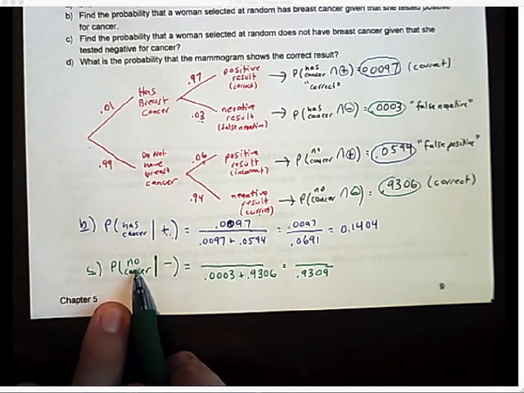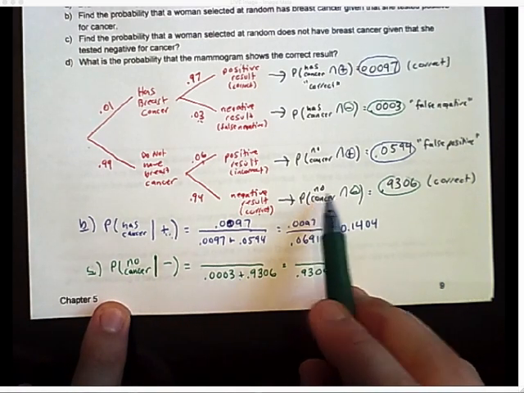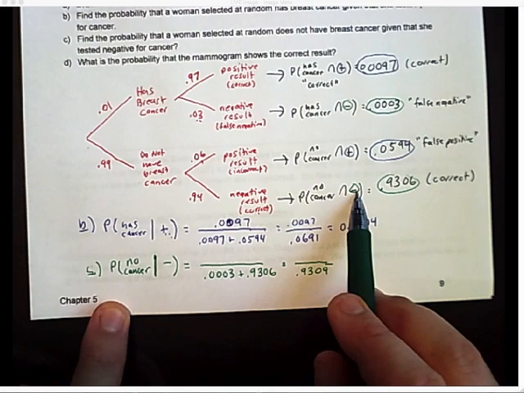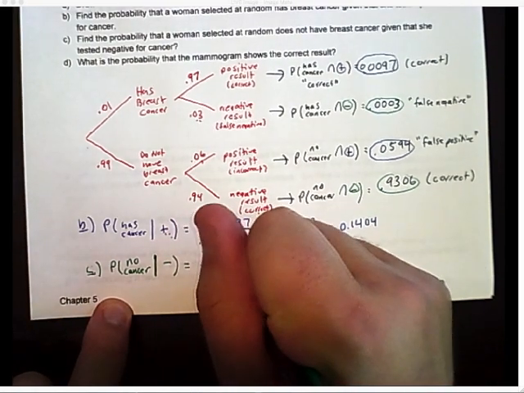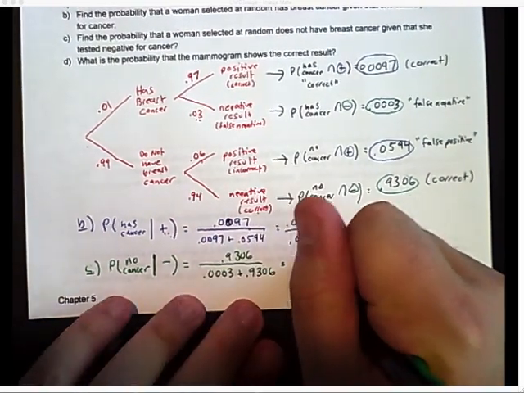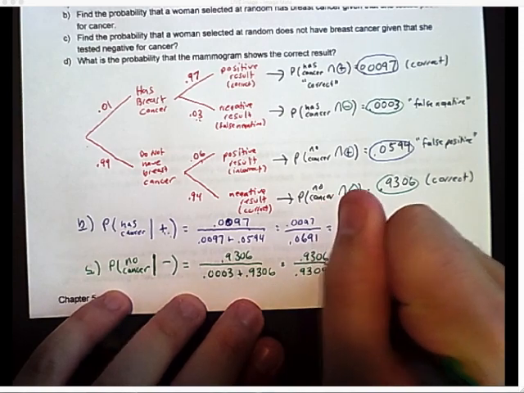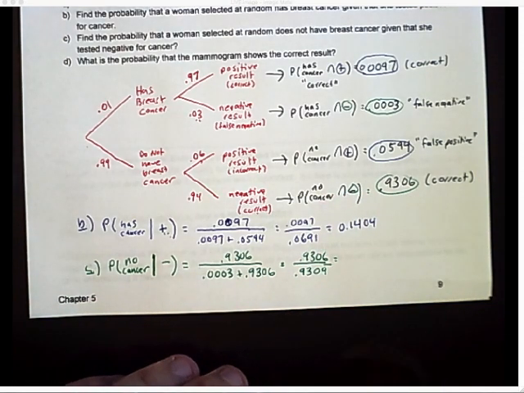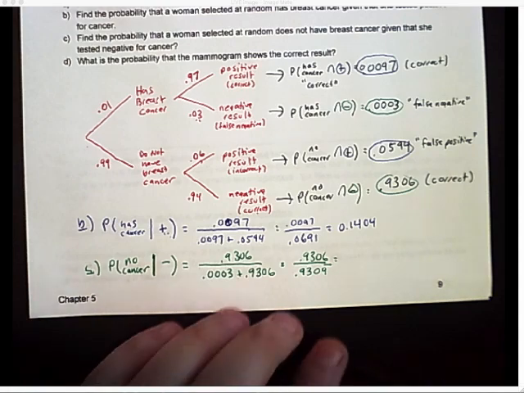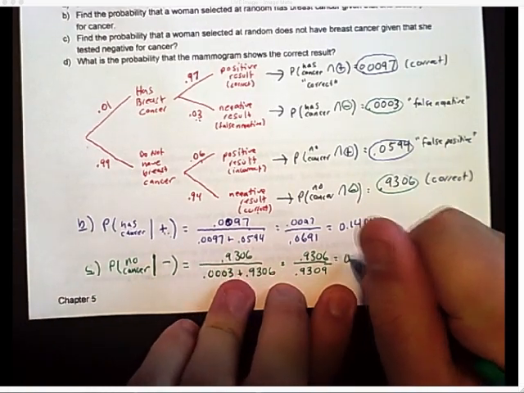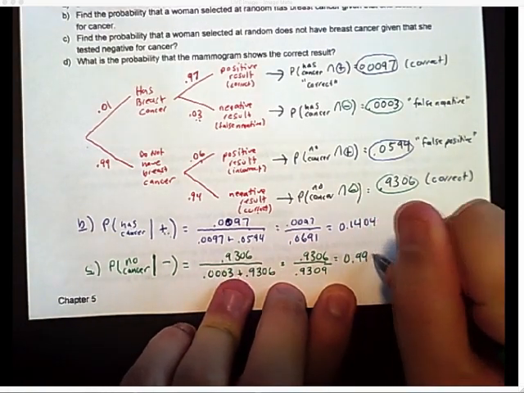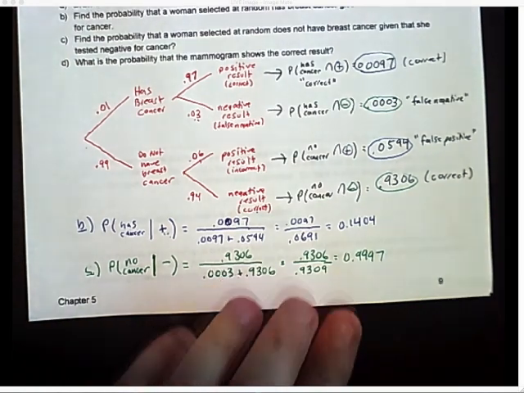And of these numbers, which one is no cancer? Well, it's this one, no cancer and negative, 0.9306. Okay. So those numbers are so close to each other, this decimal is going to turn out to be something really close to 1, 0.9306 divided by 0.9309. Okay. So this turns out to be 0.9997.